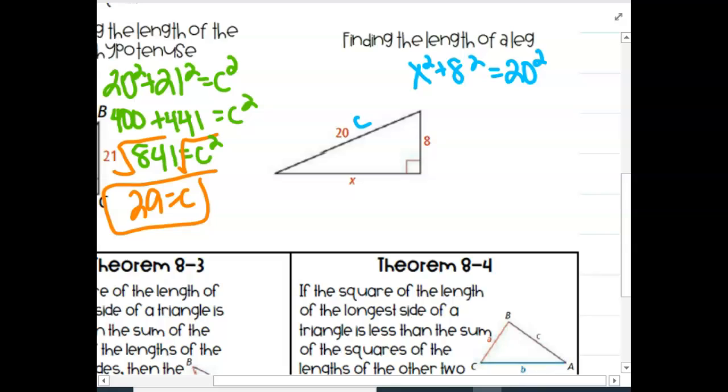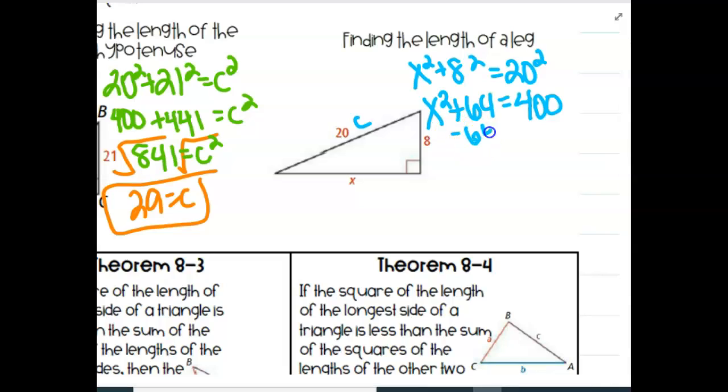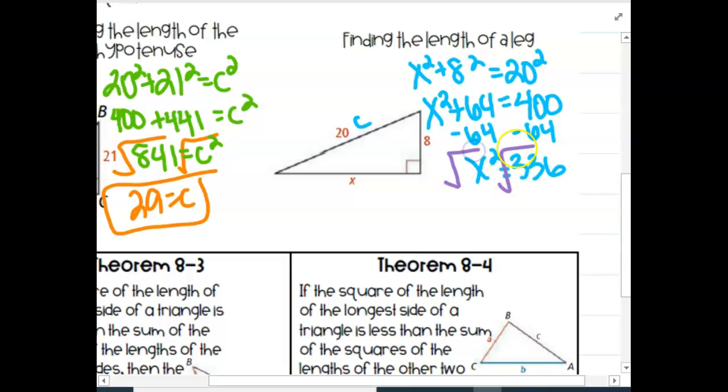It's 20, so we're going to set it equal to 20 squared. And kind of like the last one, you want to go ahead and actually square these numbers. So we're going to do x squared plus 64 equals 20 squared, which is 400. Now, if we're going to solve for x, I first need to solve for x squared. So just like if this were a one-step equation, we're going to subtract 64 from both sides. And we have x squared equals 336. And just like the last one, to get rid of the squared, we're going to square root it.